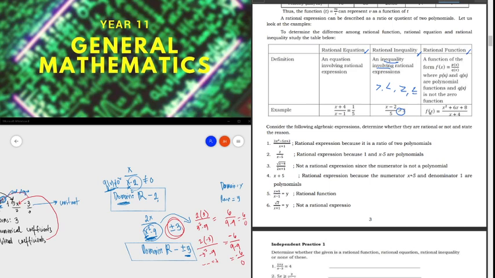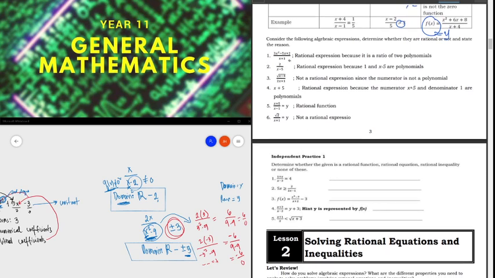And for rational functions, we are using f of x, and this can also be y. Okay, again, remember that the denominator should not be equal to 0. Okay, so we have here some examples. So this is a rational expression. Why is this number 3 not a rational expression? Because of this square root here. Okay, since the numerator is not a polynomial, that makes this expression not rational.